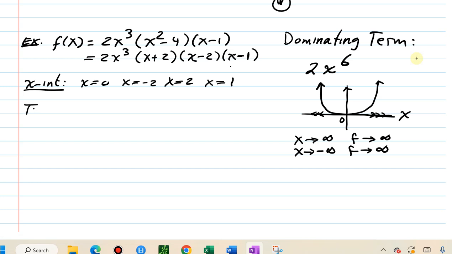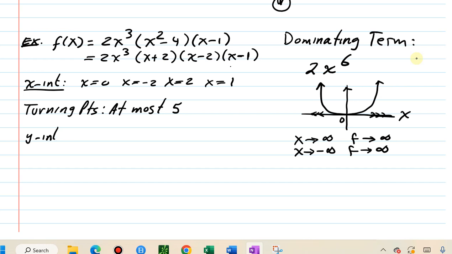Let's look at turning points. How many turning points? This is a degree 6 function, so it has at most 5 turning points, that would be 6 minus 1. At most 5 turning points. Okay, we got the x-intercepts.